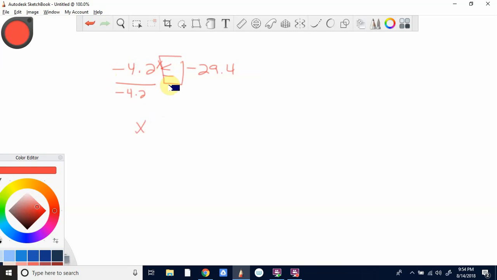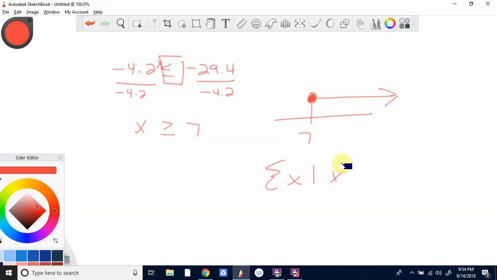So we have an inequality, so guess what? We must flip the sign. We're dividing by a negative. Negative divided by negative is a positive, and when you divide these, we get 7, and now we can graph 7. We put a circle, we fill it in because it's greater than or equal to, and we would write this in set builder notation as x such that x is greater than or equal to 7. We can check it. We can pick 8 and put it in here, and we're going to get a true statement. All right, pause it, do guided practice 2A and 2B.